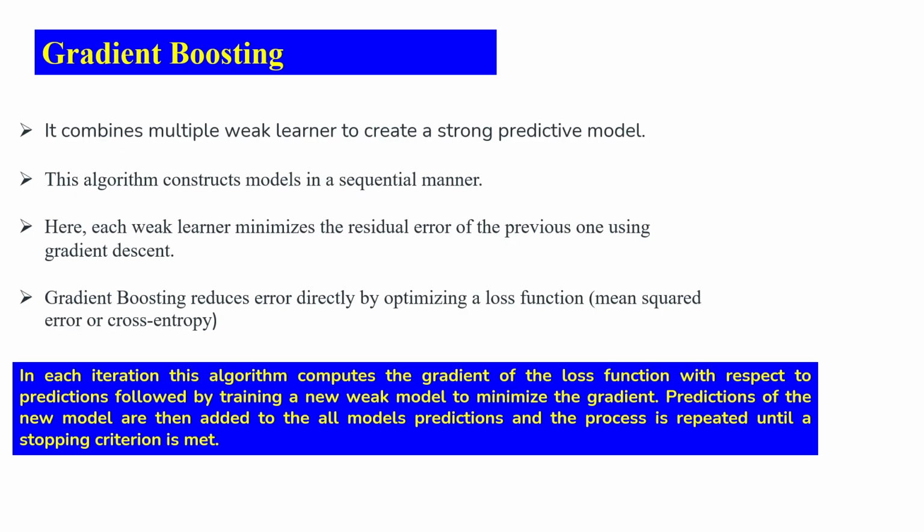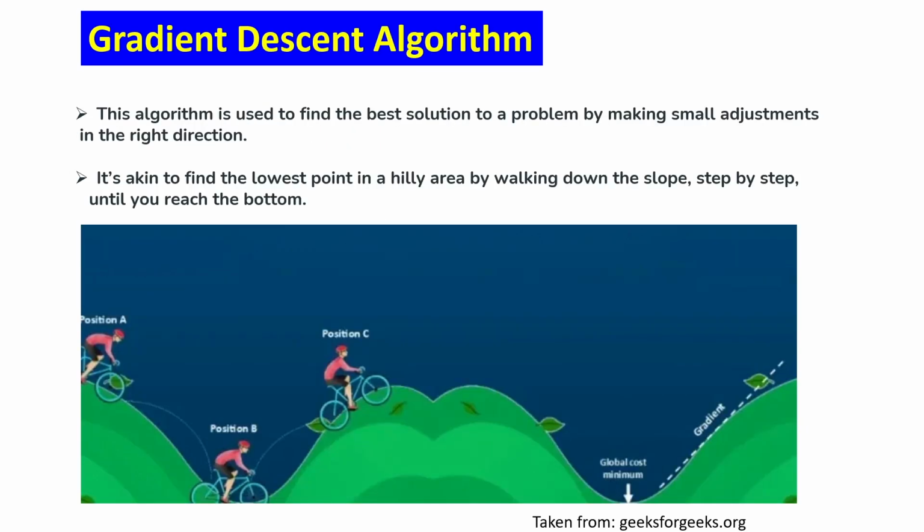We talked about the gradient descent problem earlier, with respect to the prediction provided by training a new weak model. The predictions of the new models are then added to all the model predictions, and the process is repeated until the stopping criteria is met. Okay. I do not want to get into the gradient descent model further, because this model is actually used to find the lowest point of a hilly area by walking down the slope step by step. That is what they are learning. So, you go step by step, but you always walk down the slope, and in the process you reach the bottommost point of the hill. You need to follow the steepest descent path, so that you can reach it fast.